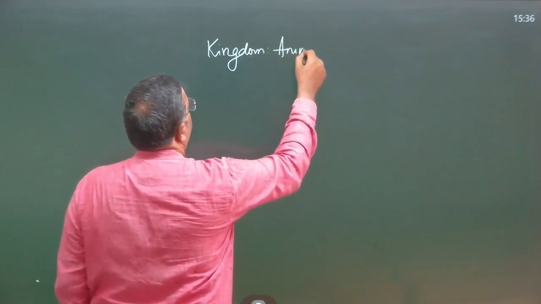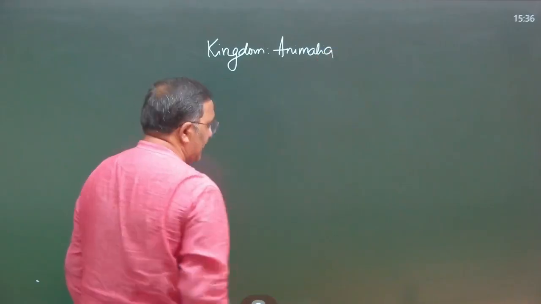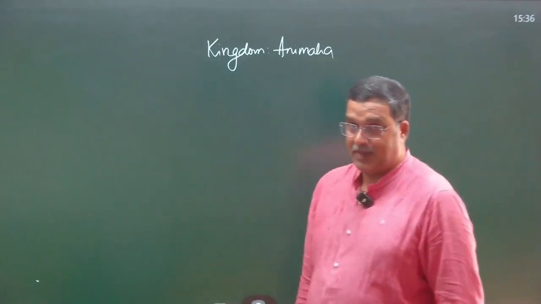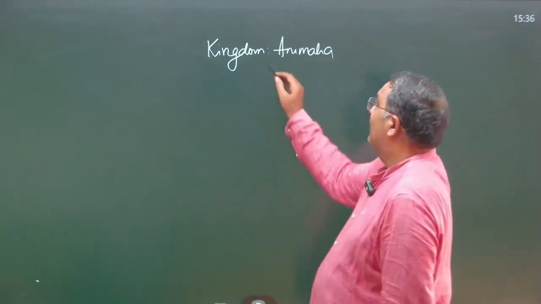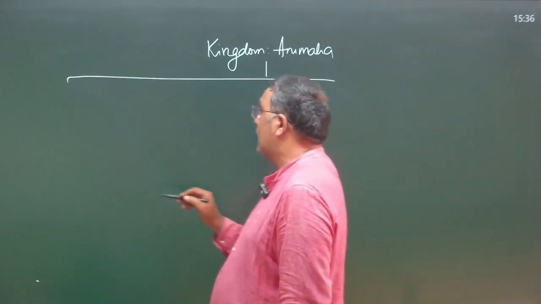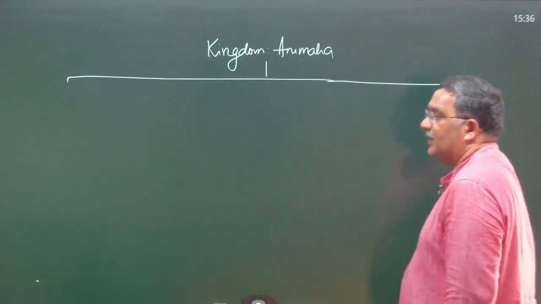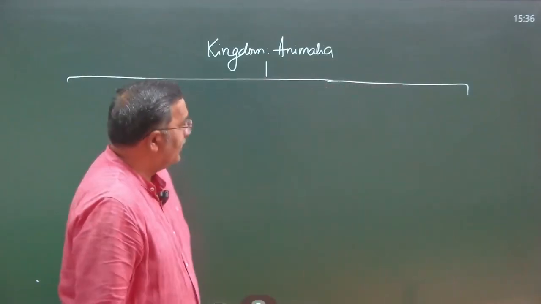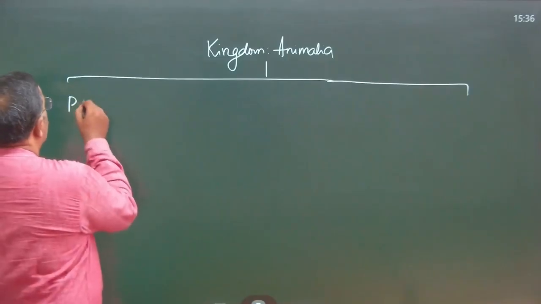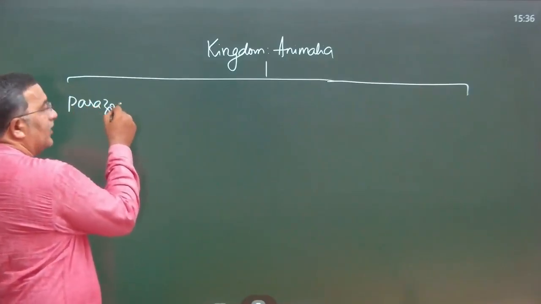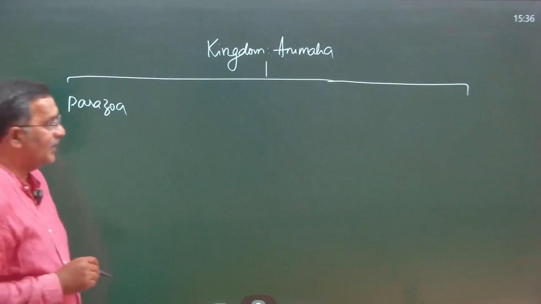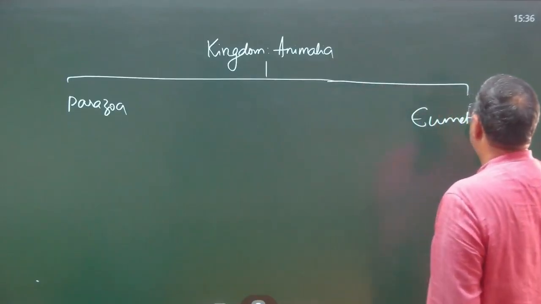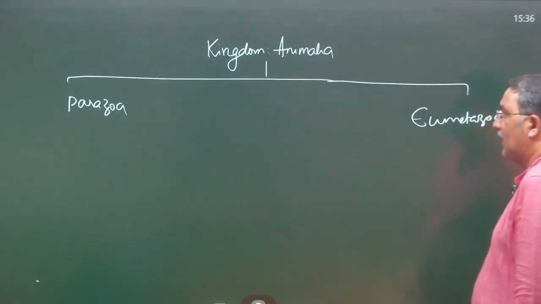So we started the Kingdom Animalia series in the previous class, and I requested you to learn the chart. Now we started analyzing the chart here: Kingdom Animalia is classified into two subkingdoms, subkingdom Parazoa and subkingdom Eumetazoa. I am not going to say it again because you learned already.